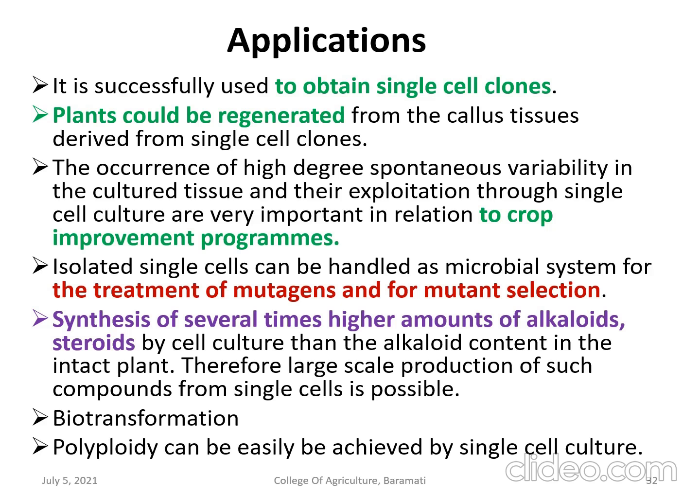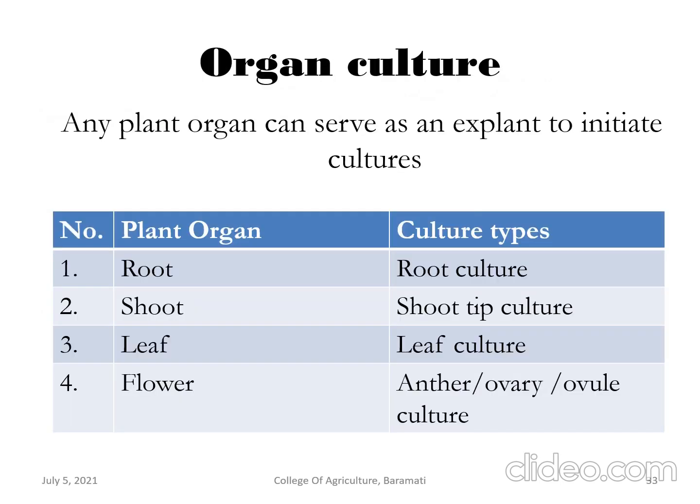Then it is also used to achieve polyploidy levels in cells, meaning diploid to tetraploid, tetraploid to hexaploid, octaploid. Obtaining multiple chromosome numbers by treating single cell cultures with chromosome doubling agents like colchicine is very easy. So all these are the applications of single cell culture.